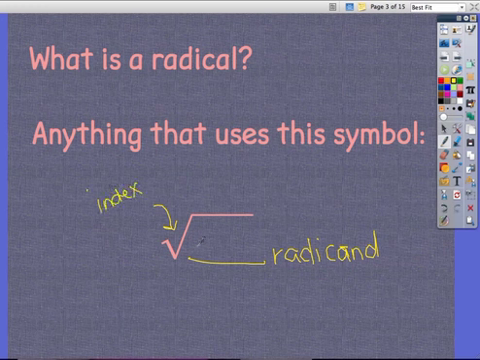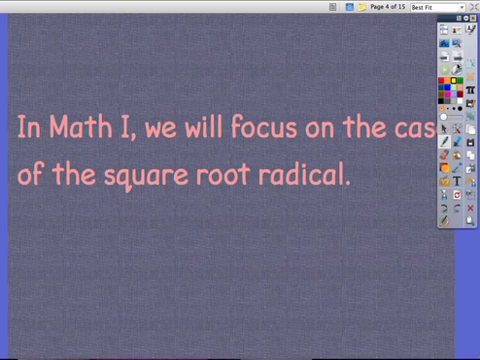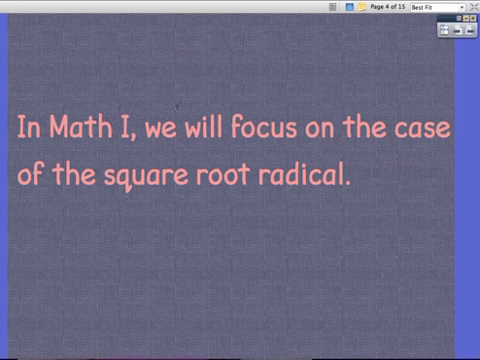We're going to be dealing with square roots, so the number here is really a 2. We don't write that because it's implied: if it's not there, it's a square root. But this is just some terminology for you to be familiar with. Like I said earlier, in Math 1, we're going to focus on the case of the square root radical.